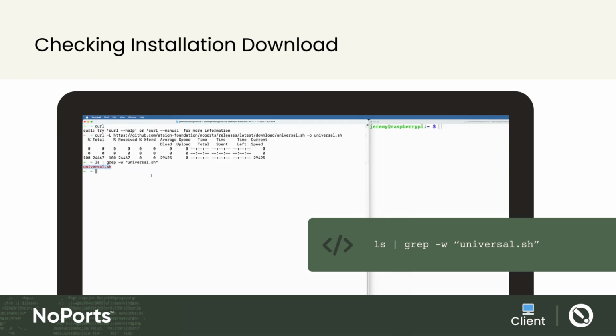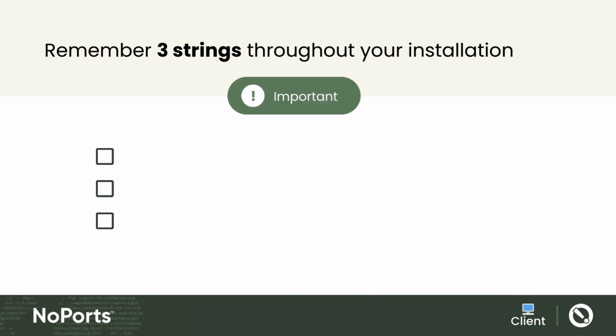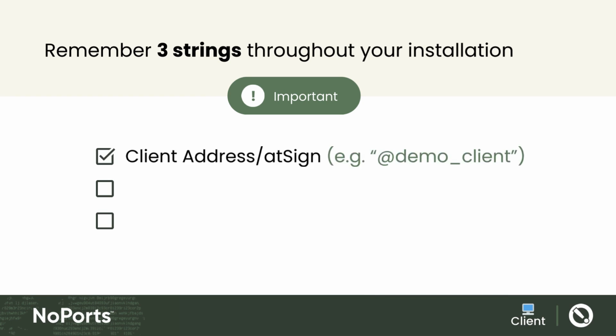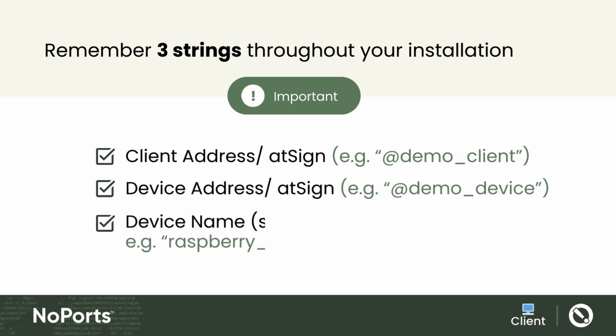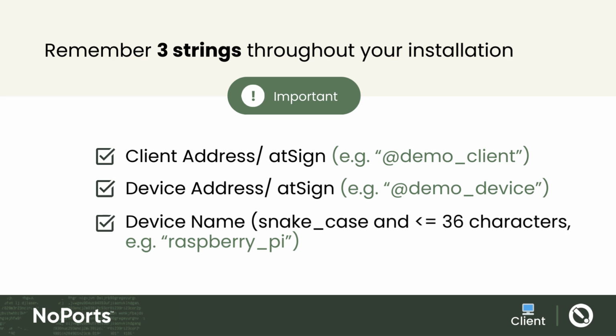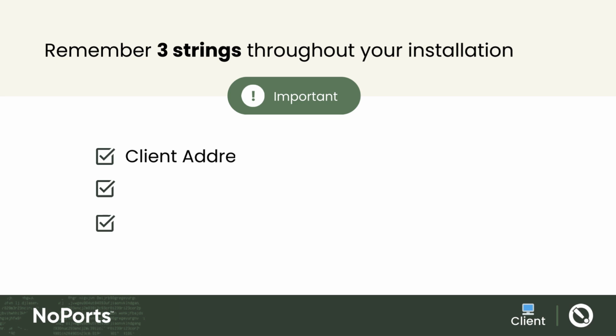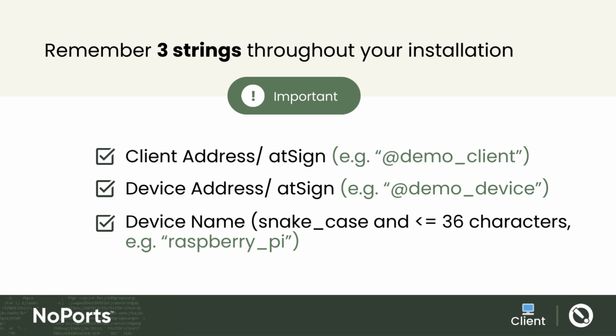Before we move on to the next step, you're going to want to remember three things in your head, and writing them down might also help you. One is the client address, which in my case will be @demo_clients. Second is the device address, which in my case is @demo_device. And third is the device name, and this can be anything you want as long as it is in snake case, and it can be no longer than 36 characters long. For the sake of this video, I'll be using raspberry_pi as my device name.